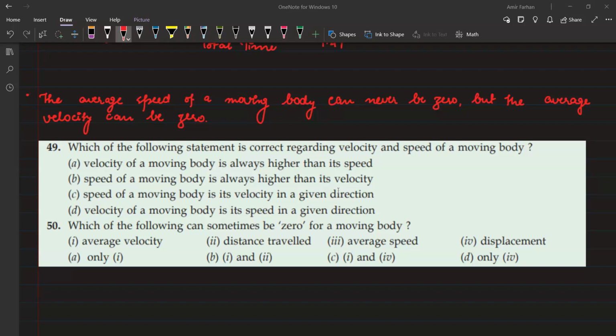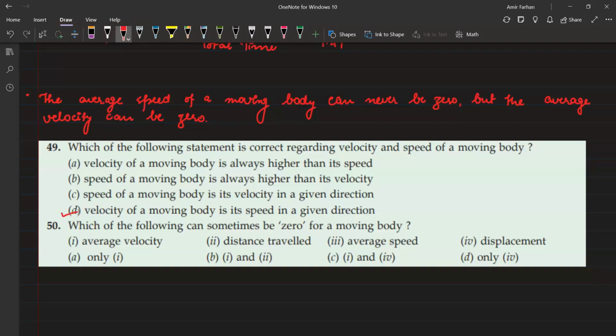Option C: speed of a moving body is its velocity in a given direction. Is velocity a vector quantity? Is speed a vector quantity? No, sir. Speed is a scalar quantity, so a direction cannot be given to speed. So the option left is D.